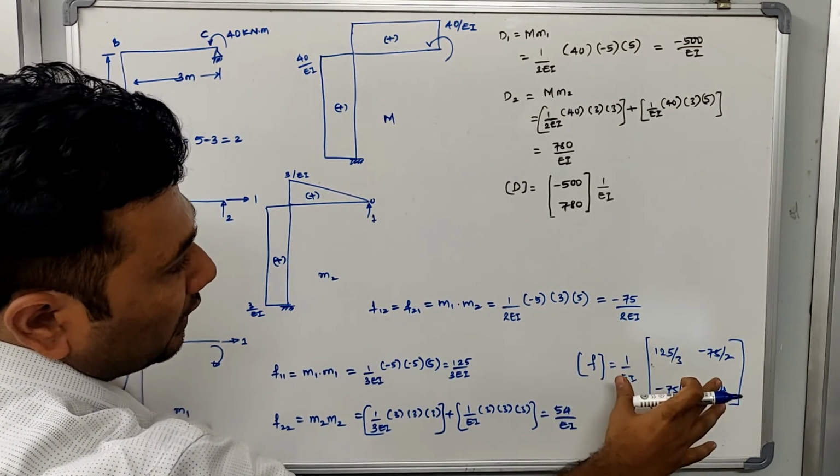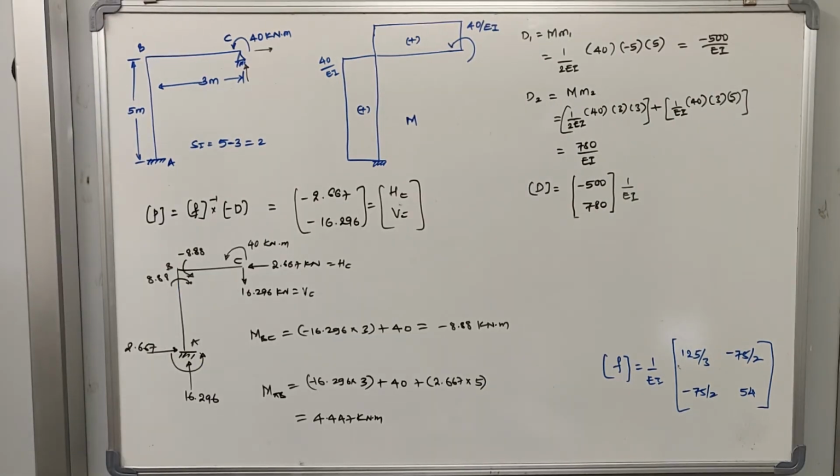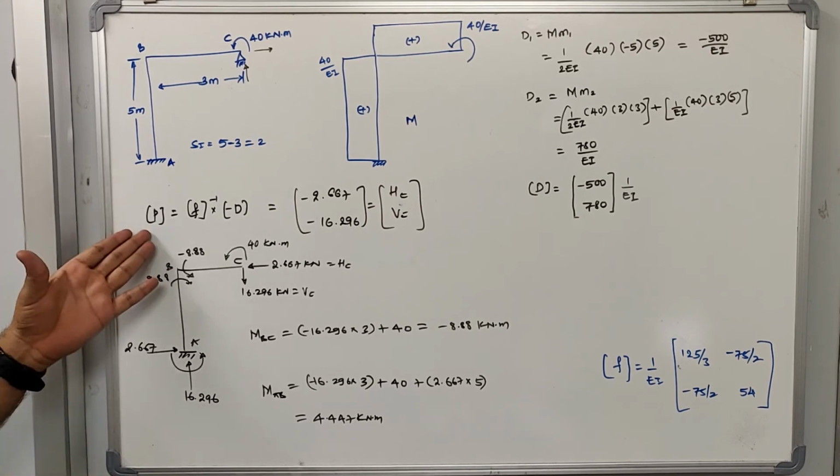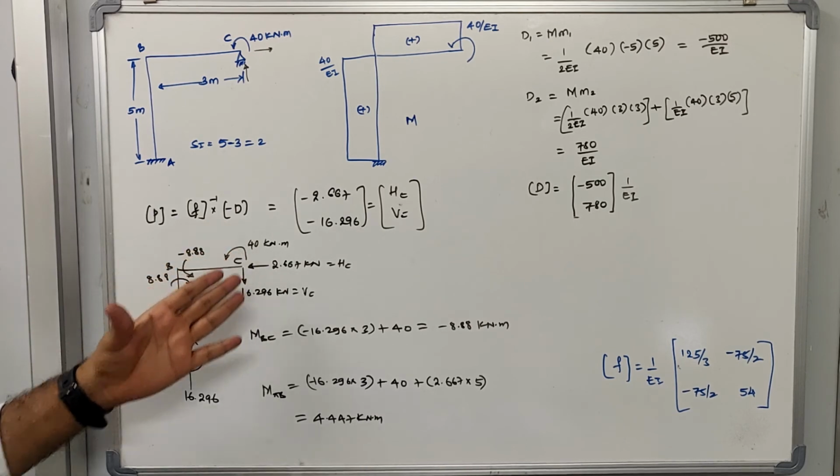So this is the flexibility matrix that I have generated. After solving both the flexibility matrix and displacement matrix, the next step would be to solve your force matrix. As we know, the force matrix is equal to the inverse of flexibility multiplied by the negative of the displacement matrix.